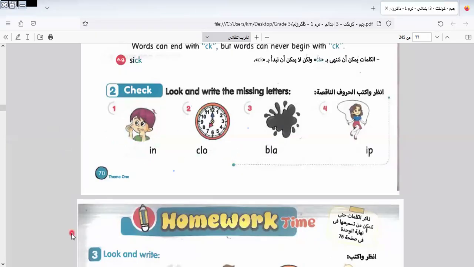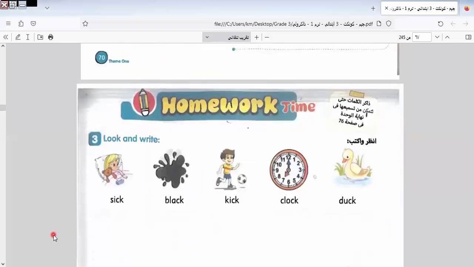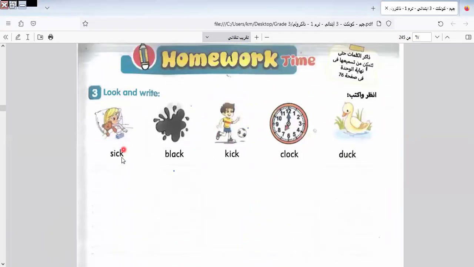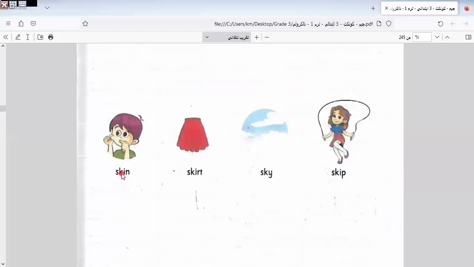Let's go to another one here. Here we have the homework. You must write this vocab to keep it. Here we have sick, black, kick, clock, dog. Repeat after me: sick, black, kick, clock, and dog. Here we have skin, skirt, sky, and skip.